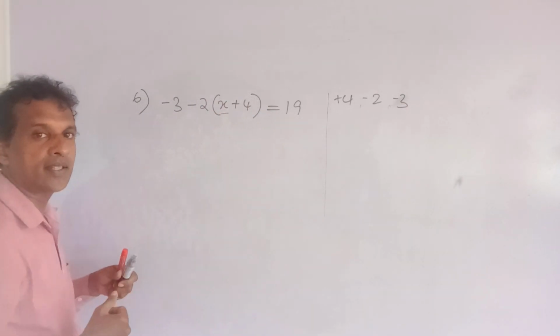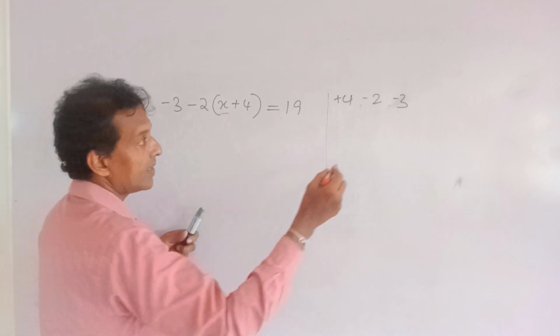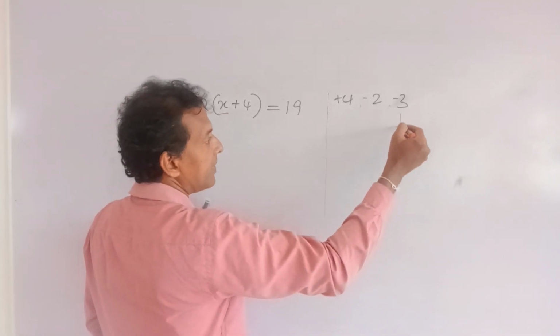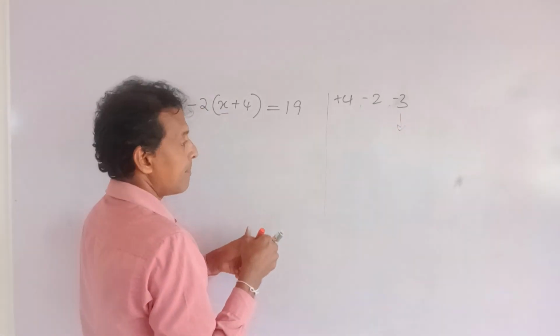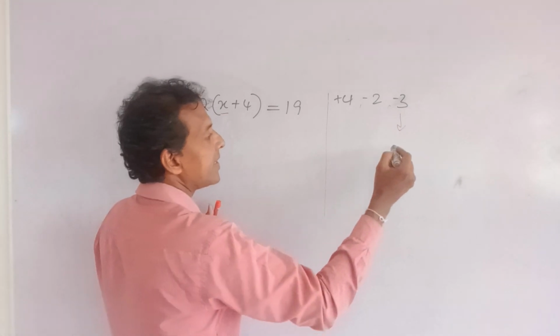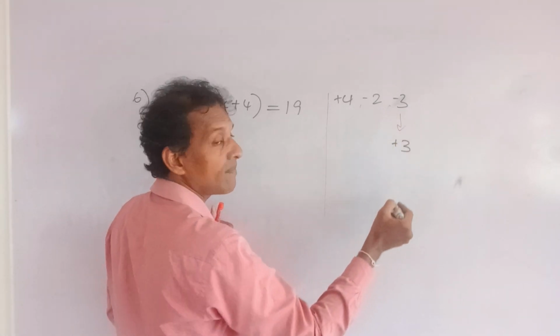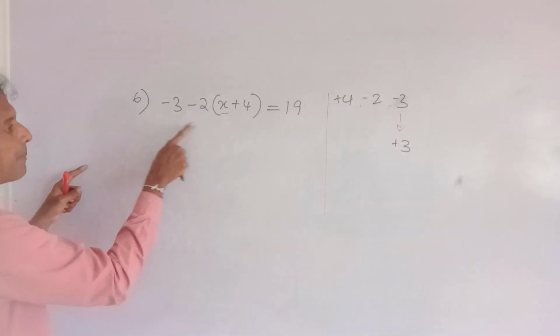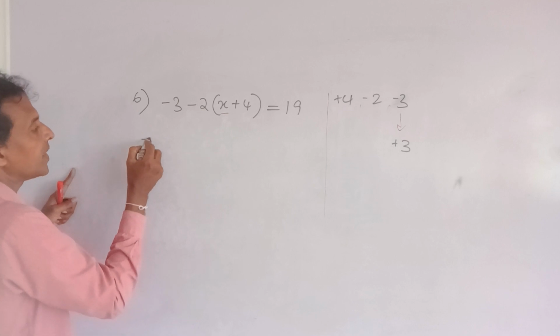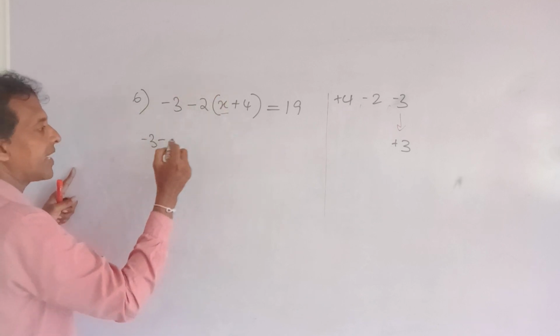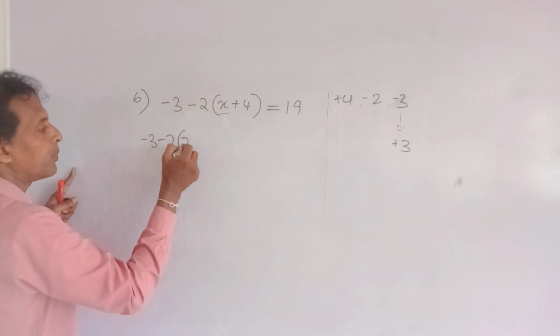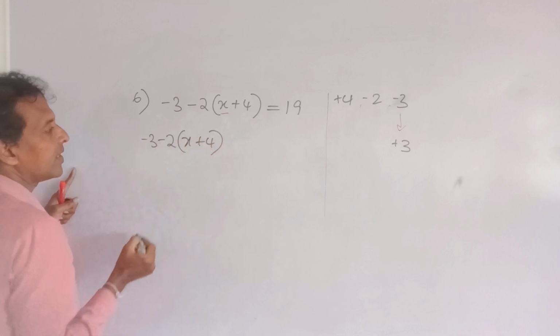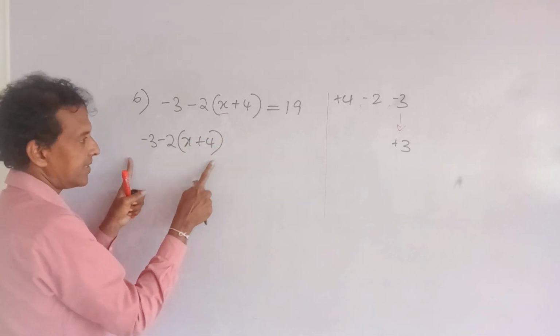Let's start the inverse operation process. Go to the last operation we had. Minus 3, the inverse operation is plus 3. So what you do is add plus 3 to both sides. Here minus 3, first you write the left hand side. Don't worry about the position that you are going to write. Left hand side is here.